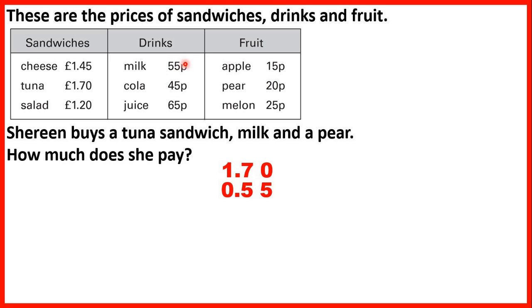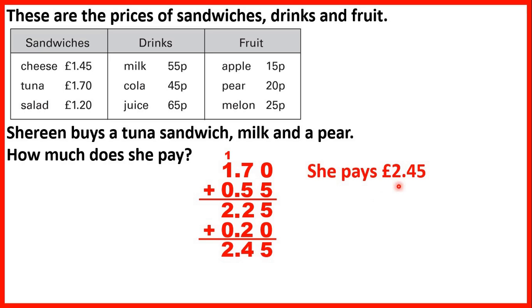Now 55 pence can be written as £0.55, and if we add that to £1.70, we get £2.25. So that's the total cost of a tuna sandwich and milk. So if we add 20 pence for the cost of a pear, and remember 20 pence is the same as £0.20, that gives us the total cost of £2.45.